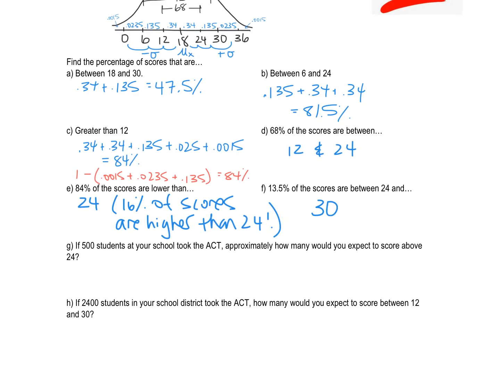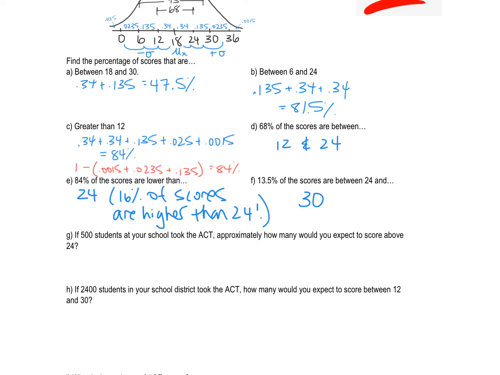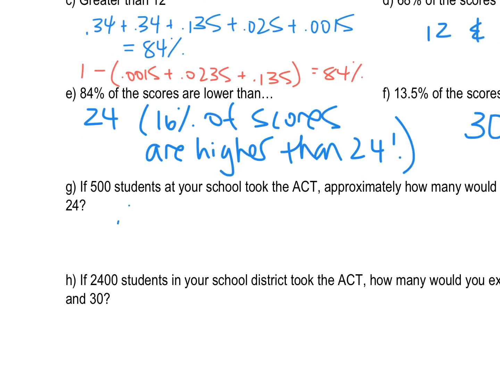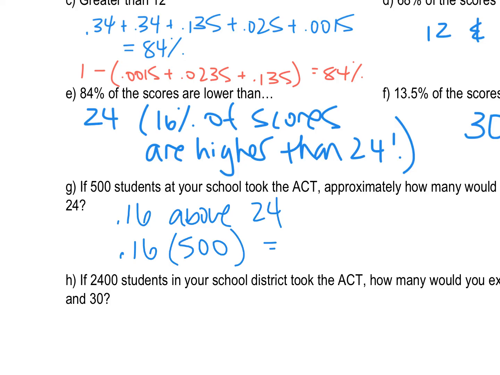Okay, if 500 students at the school took the ACT, how many of them would you expect to score above 24? So my percentage of students here above 24 is 16. That happens to be the same answer that I wrote right here. So I need to do 16%. That's the percentage of students in the entire ACT that scored above 24. So I need to take my 16% and multiply it by the 500 students at Fremd. And that gives you 80 students. So about 80 students at Fremd, I would expect to get above 24.